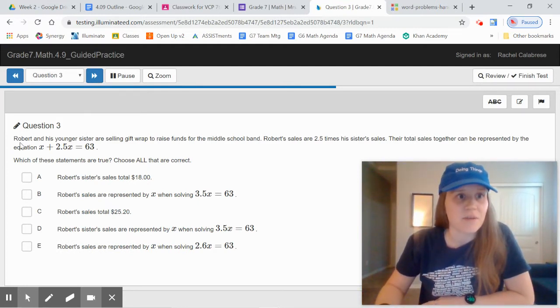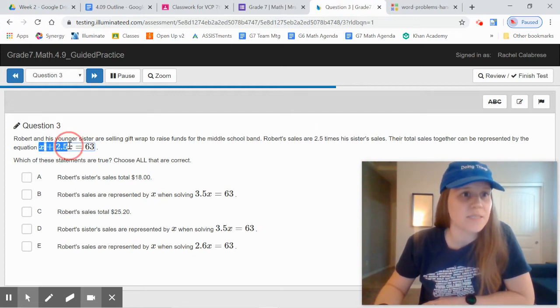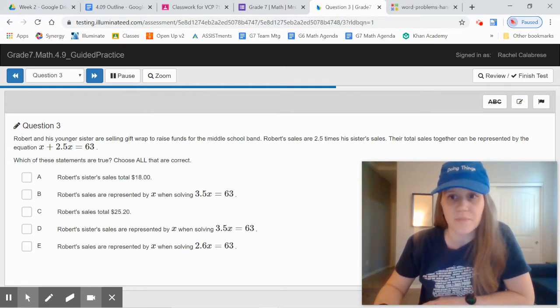All right, question 3. Robert and his younger sister are selling gift wrap to raise funds, that means money, for the middle school band. Robert's sales are 2.5 times his sister's sales. I think I'm going to have to write that down. Their total sales together, total, that's a key word I was looking for, can be represented by the equation x plus 2.5x equals 63. Awesome.